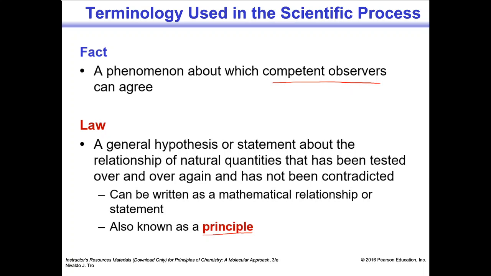So for instance, if you know Newton's laws from physics, we also refer to those as first principles. Those are laws. Or we'll talk about a law in chemistry, the law of conservation of matter. That's a big one in chemistry, which just means that we don't create or destroy matter. What we put into a reaction has to come out. It talks about natural quantities that have been tested over and over again and have not been contradicted. Something like gravity, for instance, Newton's law of gravity.